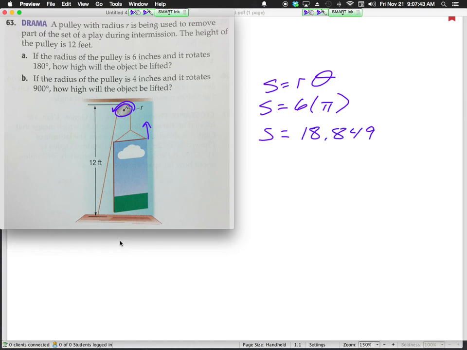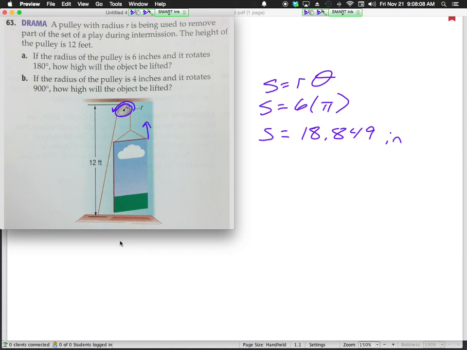18.849. My units on that? Inches. Do they want that in radians? No, it's not the angle. So if I take that pulley and I rotate it 180 degrees, if that pulley is 6 inches, it will raise whatever I'm raising up 18.849 inches. Okay. Let's try the second part.